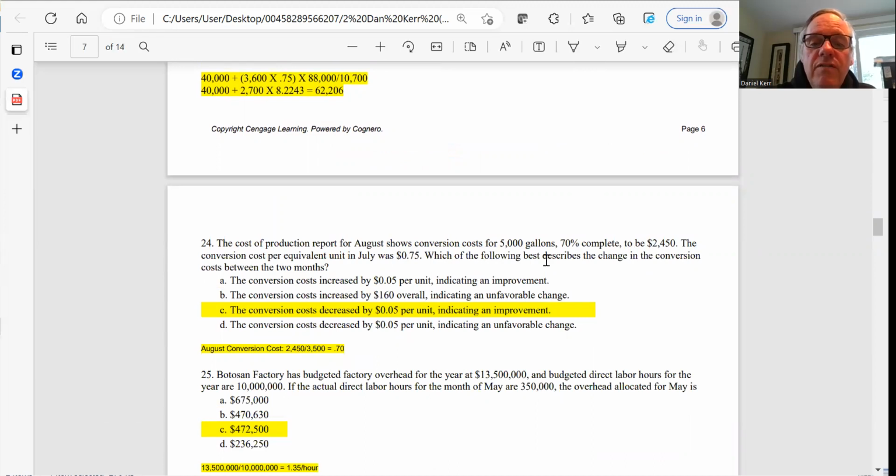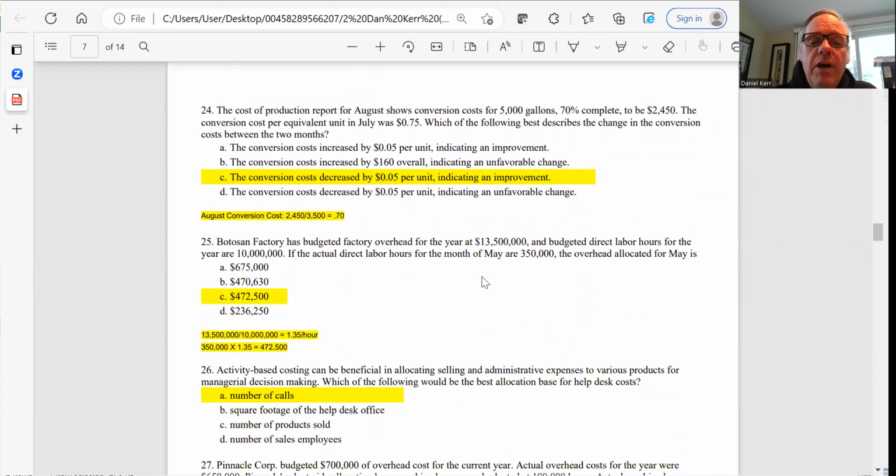24. What do they want to say? Which of the following best describes the changes in the conversion cost? So the conversion cost that we had in August, we had 2,450, which was 70% complete. So 70% of 5,000 is 3,500. So that means our average August conversion cost is 0.7. In July, it was 0.75, so it went down by 0.05 unit.